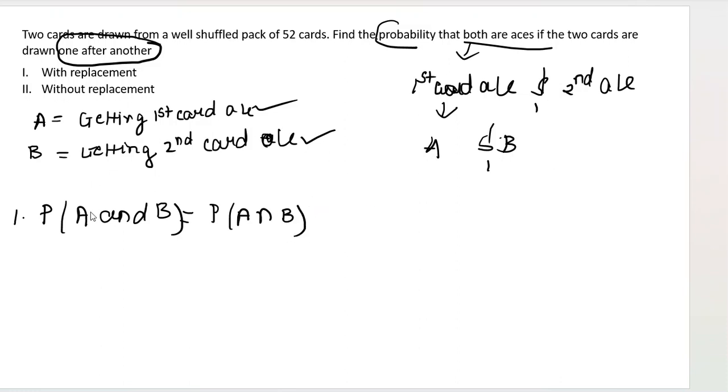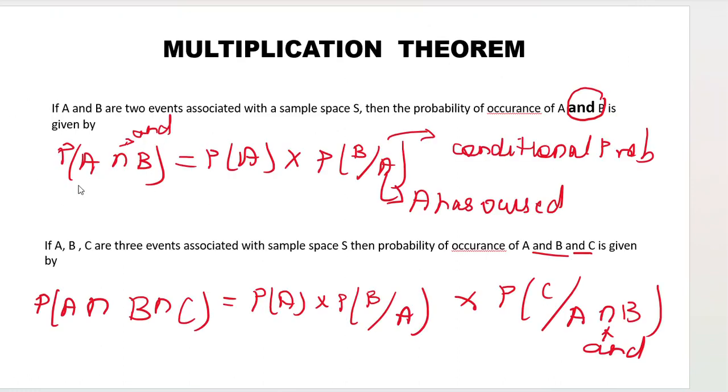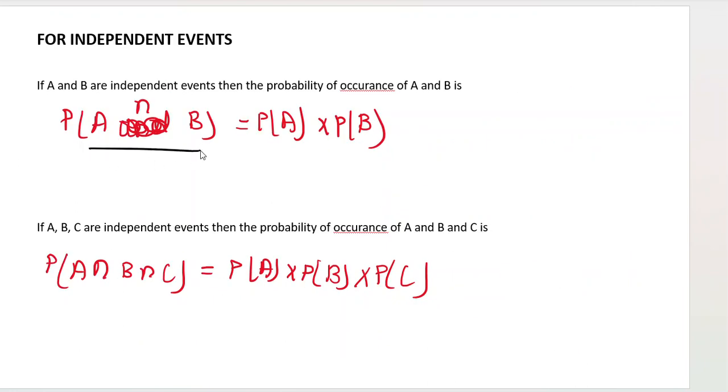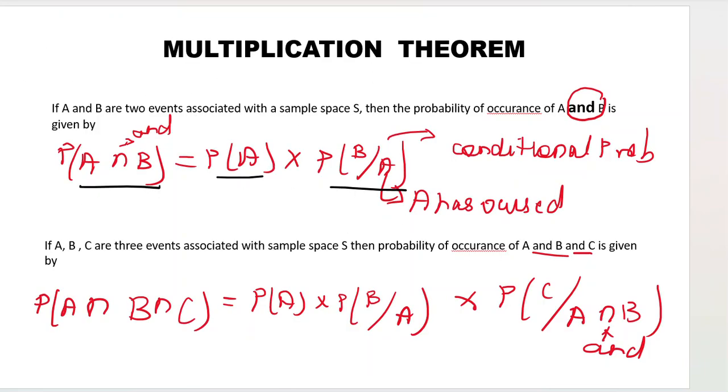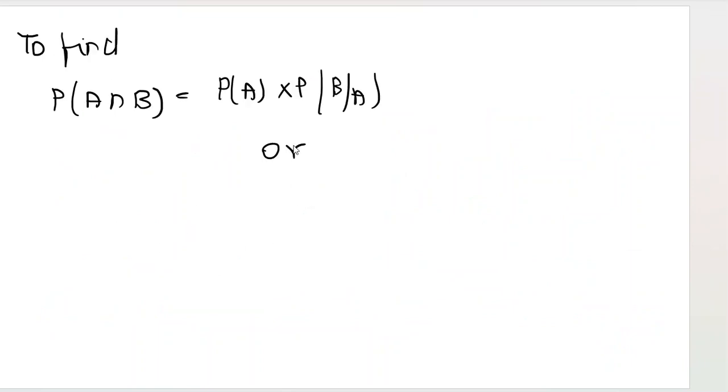Symbolically, it only means P of A intersection B. Now, if you recollect, when we did multiplication theorem, we got a formula for P of A and B, which is nothing but P of A into P of B by A. We also, in independent events, got another formula as P of A intersection B as P of A into P of B. So in short, whenever we want to find P of A intersection B, we have to use either P of A into P of B by A, the one that is given by the multiplication theorem, or we have to use this independent event formula which says P of A into P of B. Now which one we use depends totally on the question.